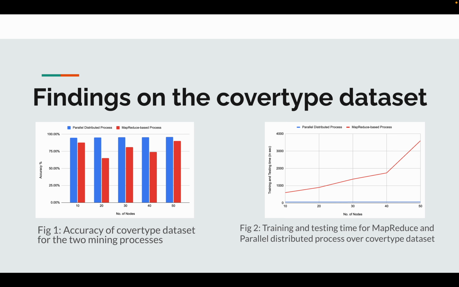Figure 2 shows the cost of training and testing the SVM based distributed and MapReduce procedures. The graph clearly illustrates that the distributed procedure takes only 1 or 2 minutes during the classification training and testing step, while the MapReduce based procedure takes around an hour when 50 nodes are used.